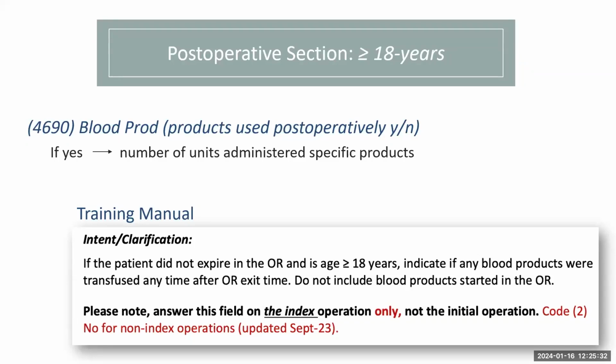So, different than the operative section, in the adult section you are not completing these fields on every operation that occurred during the episode of care. You're only doing it on the index operation. So that should decrease a little bit of data burden. Next slide.